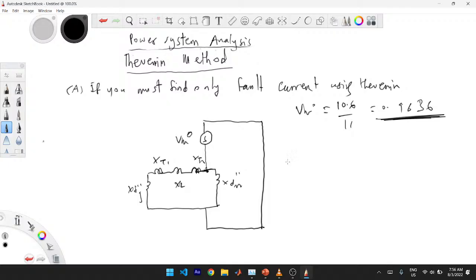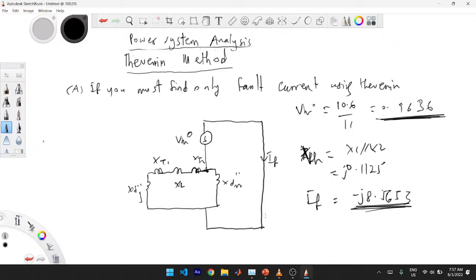So here is the same thing. You want to find IF, right? So you compute this impedance. Just like the XTH we found, same way you find your XTH, which is X1 parallel X2. What we did, same thing. We had J0.1125. Then you find your IF, same. So you get minus J 8.5653. So we have our IF.